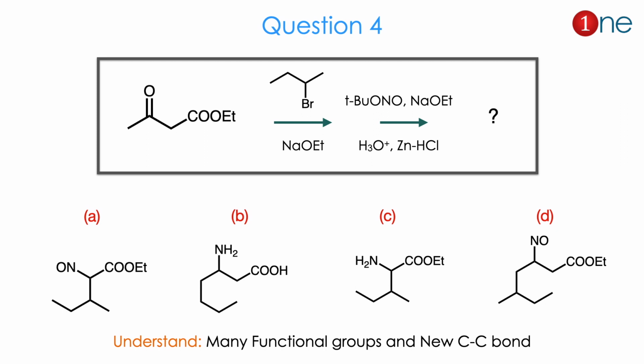You have to guess the product. Here we have 4 answers. The 4 answers differ in the functional group position, which suggests the nature of the C-C bond there. How and where the C-C bond forms is the real question, and whether the ester is there or is hydrolyzed to acid or not is also the question. So from the question you have to understand that many functional groups are involved and a new C-C bond is formed there.